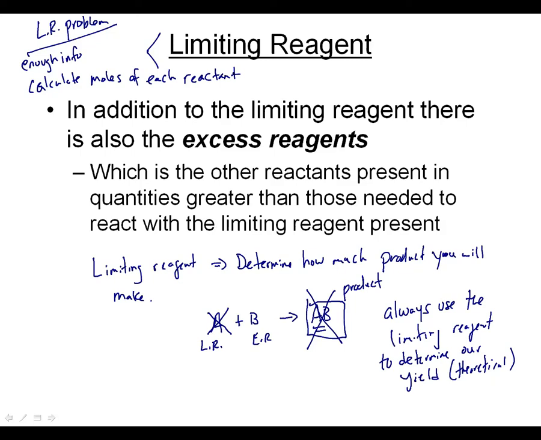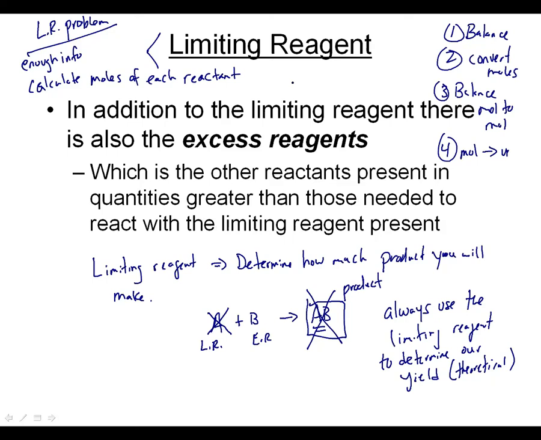The good news is it's kind of the same 4 steps still. You're still going to balance your equation. You're still going to convert to moles just like we did before. You're still going to go to the balanced equation and find the mole to mole relationship. And you're still at the end probably going to convert those moles to some other units. There is just one additional calculation you usually have to do, and it happens right about there.